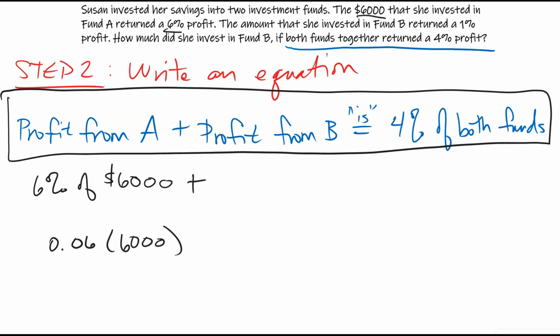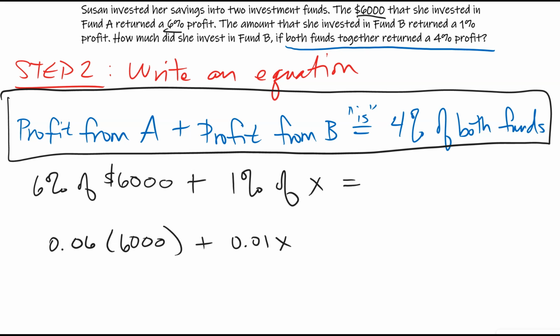B, we didn't know how much was in there, but there was a 1% profit. So it's going to be 1% of X. X is how much is in B. We don't know how much that is yet. So we get 0.01 times X. That's the left-hand side of our equation.